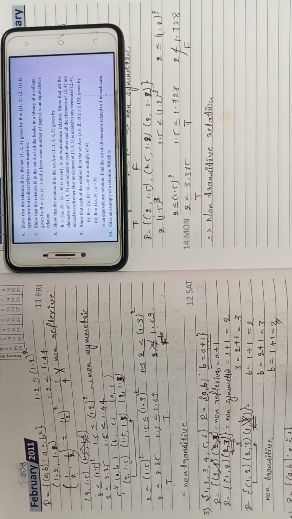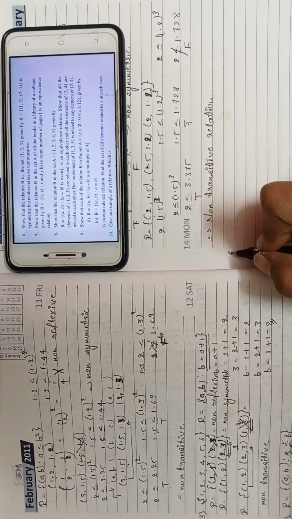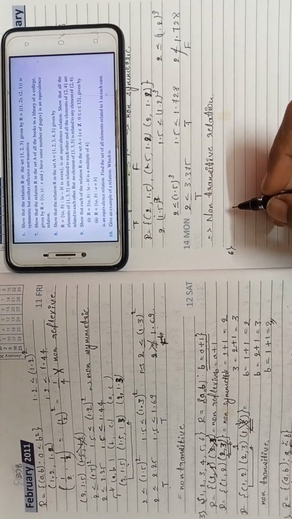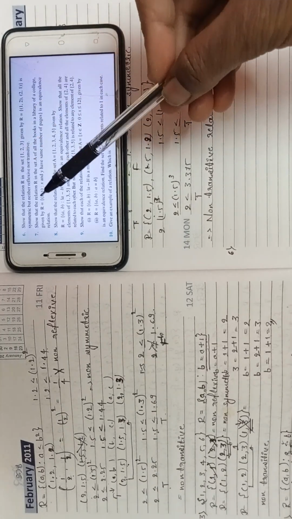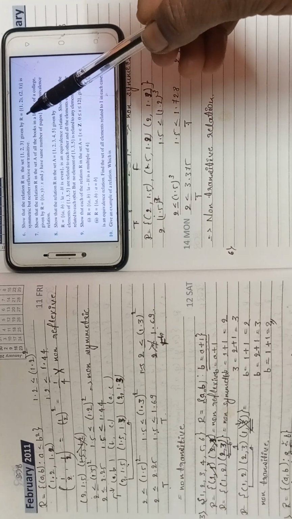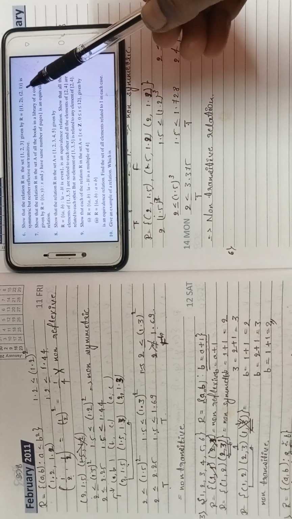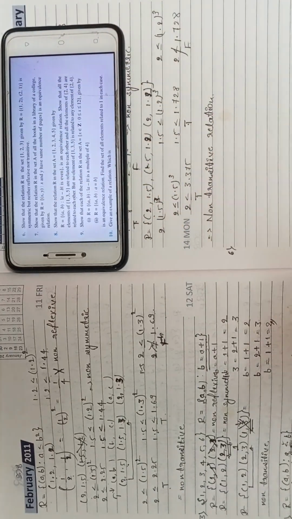In this session, I am going to continue with the second PUC Maths chapter 1, that is relations and functions. So now I will continue with exercise 1.1, that is sixth question. You can see from your textbook, the sixth question is: show that the relation R in the set {1, 2, 3} given by R = {(1, 2), (2, 1)} is symmetric but neither reflexive nor transitive.